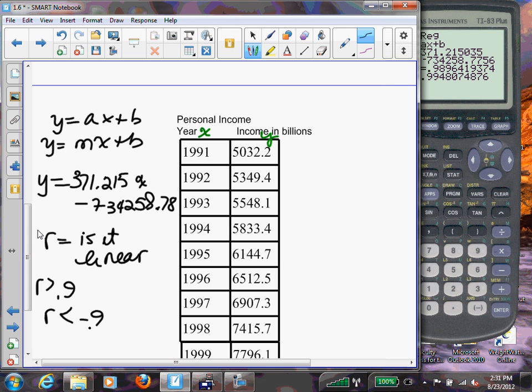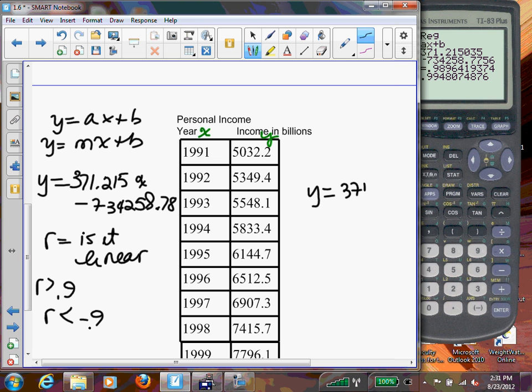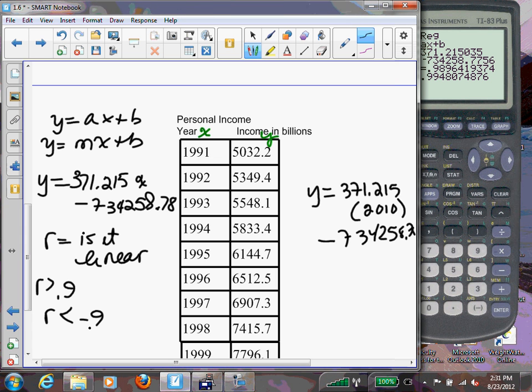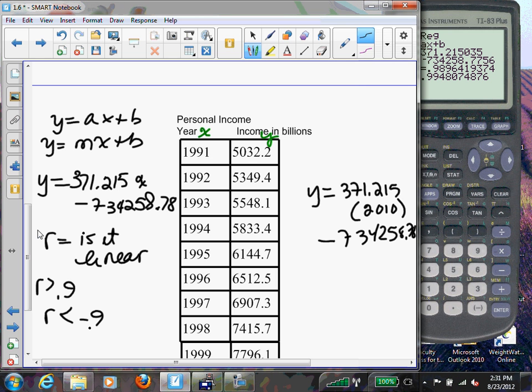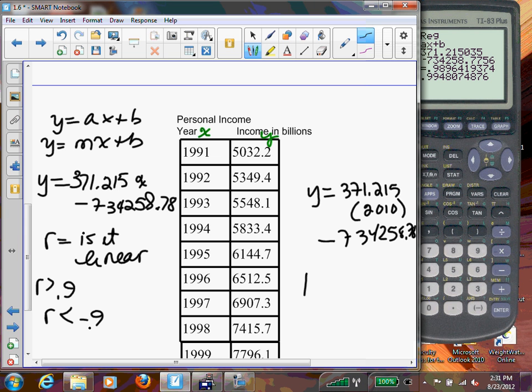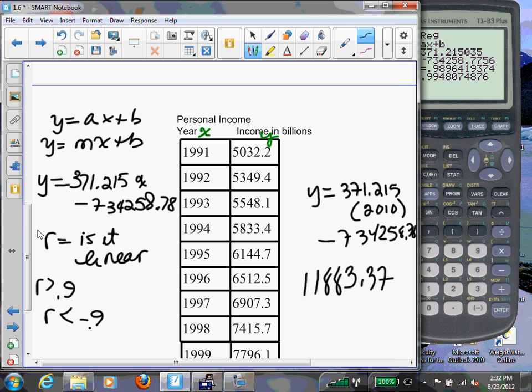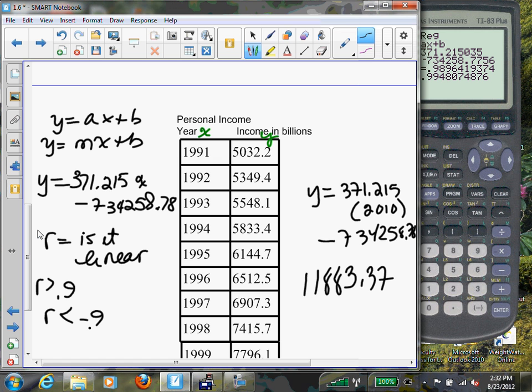Why would you put 2010 in for y? So to predict what it would be in 2010, we would say that y is equal to 371.215 times 2010 minus 73425.878. And what do we get? 1,188. And so that's in billions, correct? Because that was our income in billions. That's what we put everything in. Okay. Are we okay on this one? This is about just doing it a couple times over and over again to get the process down. All right, let's try the next one.